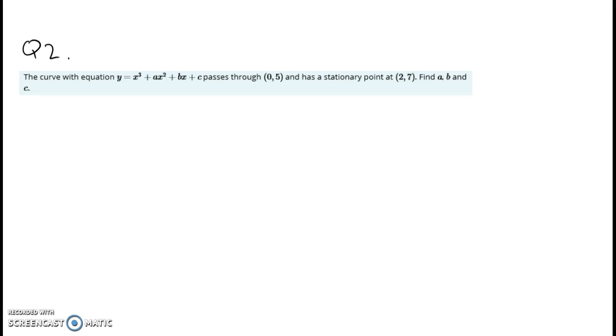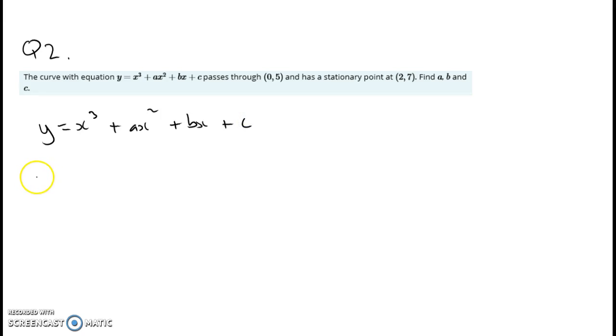This question is a little bit different to the previous ones, but it involves the same concept of stationary points. So we've got a curve with that equation with some unknown values a, b, and c passing through (0, 5) and has a stationary point at (2, 7). We need to find the values of a, b, and c. Now straight away we'll be able to find the value of c by just substituting in the coordinates (0, 5). So we've got y equals x cubed plus ax squared plus bx plus c.